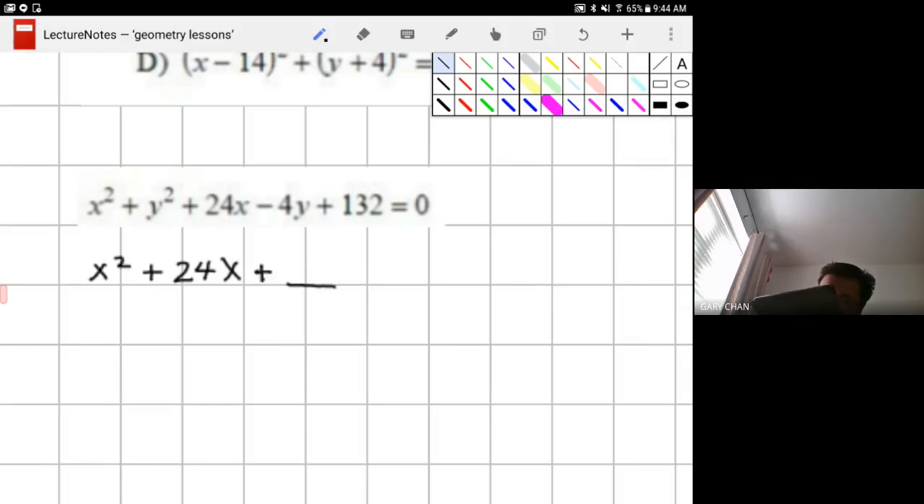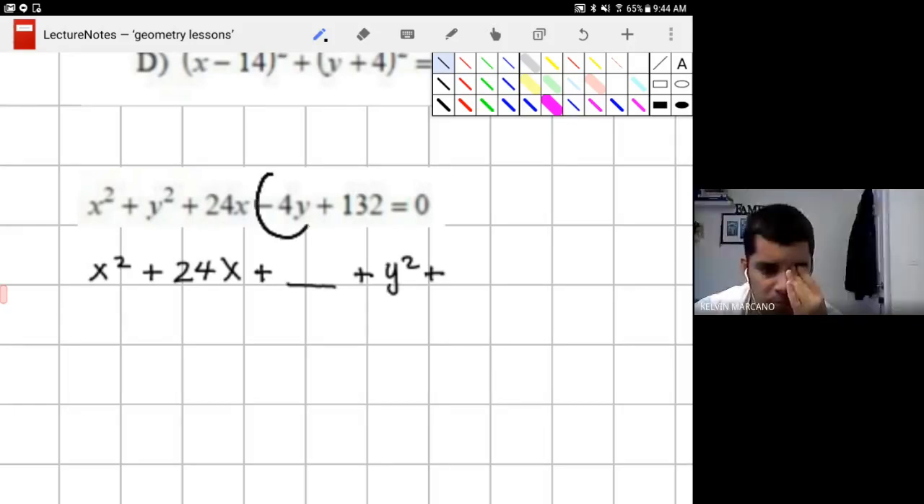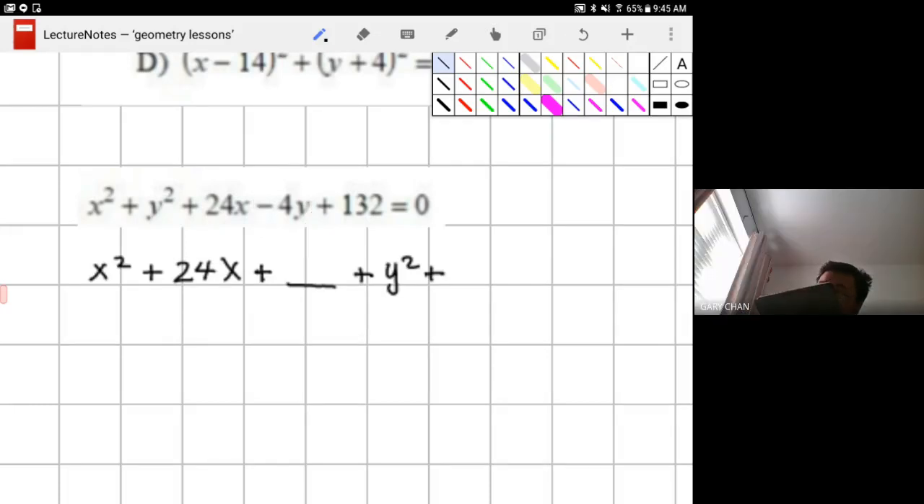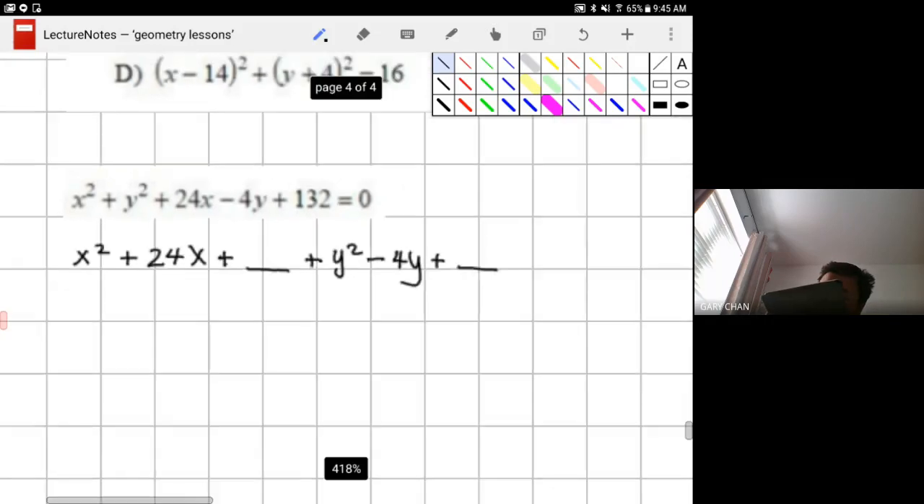And I'm going to leave a space here because I'm going to complete the square. And then the next half, I'm going to rearrange all the y variables, right? Kelvin, what am I going to pair next to the y squared? The negative 4. So I'm going to bring the negative 4 over, and write in a blank space to complete the square. And I'm going to bring the 132 to the other side, which is negative 132, as Kian suggested.